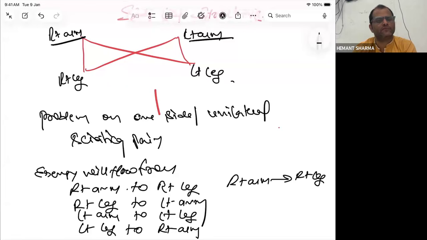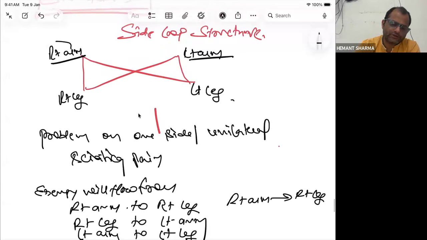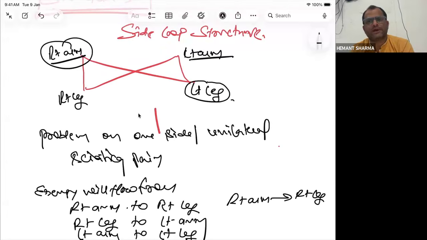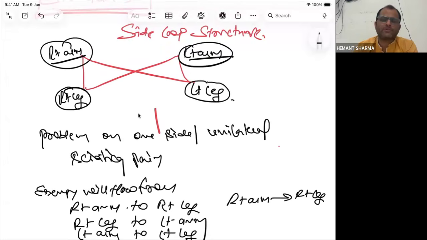Yes, then energy will flow. You are right. Absolutely right. You have to think very logically here. Your question is this: energy from the right arm can flow to the left leg? Yes, absolutely right. Energy can flow from right leg to left arm? Yes, absolutely right. Whatever circuit you are seeing, you just have to understand that, nothing extra.